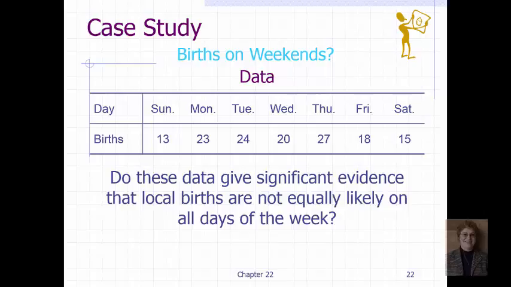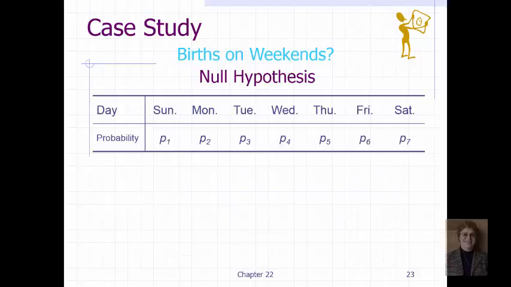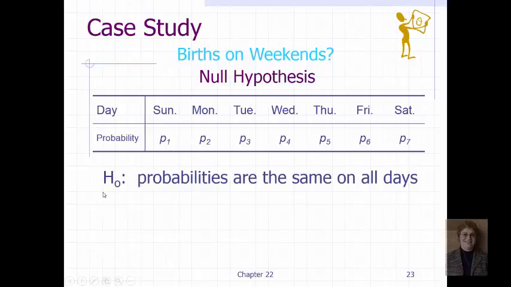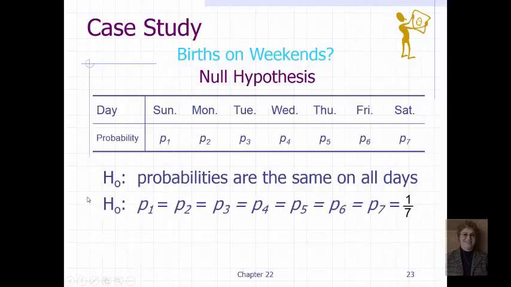So let's think about it. If the births were equally likely, 1/7 of the births would happen on each day. So our null hypothesis is going to be that the probabilities are all equal. So the probabilities are the same on all days. And this is how we could write it, that all those probabilities are equal to 1/7.